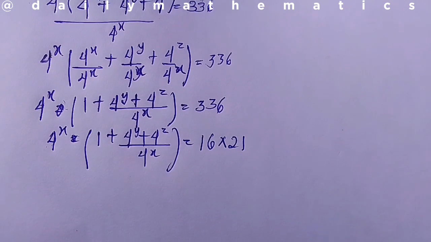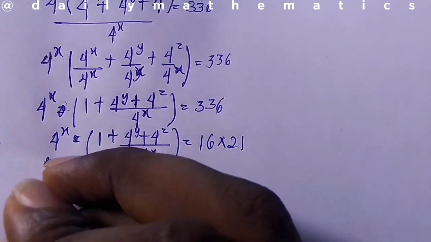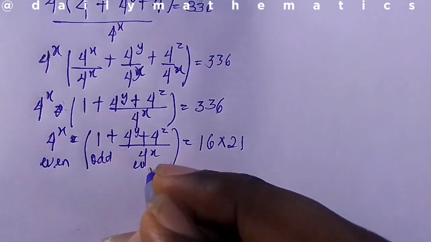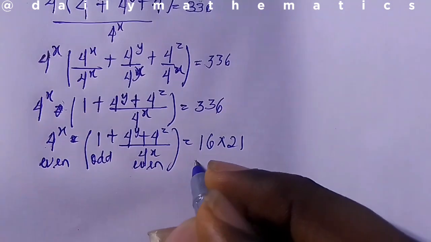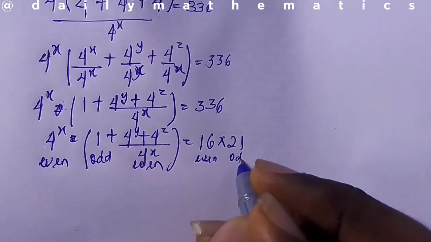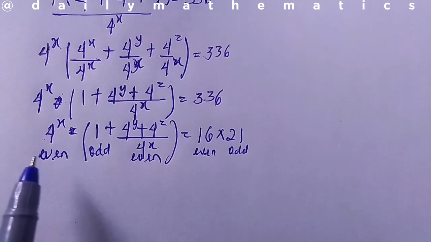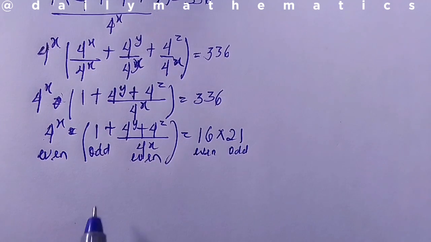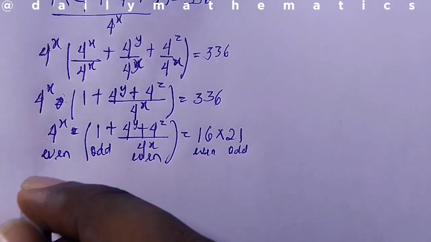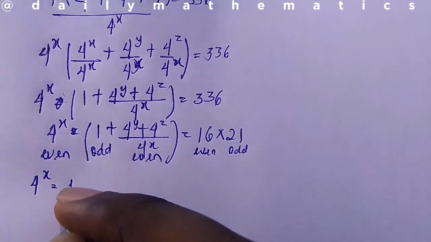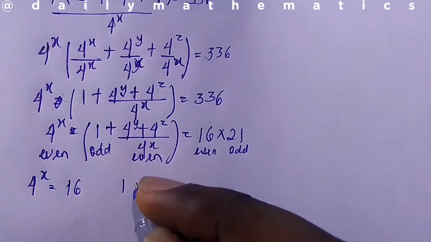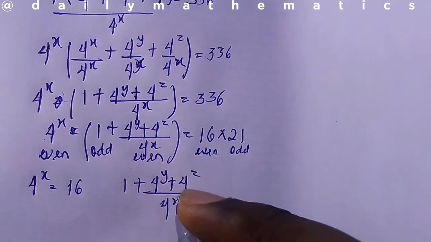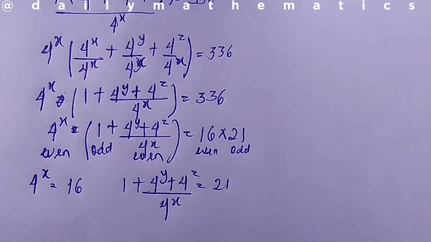But how do we know what number to equate to a factor now? We can see here that this is an even number, right? This is an odd number, this is an even number, and this is also an even number, and this is an odd number. So from here we can equate the even number to the even number, and odd number plus even number will give us an odd number. So from here we equate it to be 4 raised to the power of x equals 16, and 1 plus 4 raised to the power of y plus 4 raised to the power of z over 4 raised to the power of x equals 21, right?